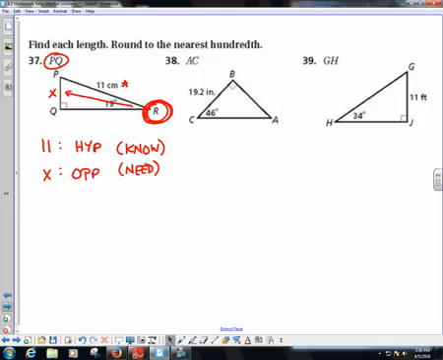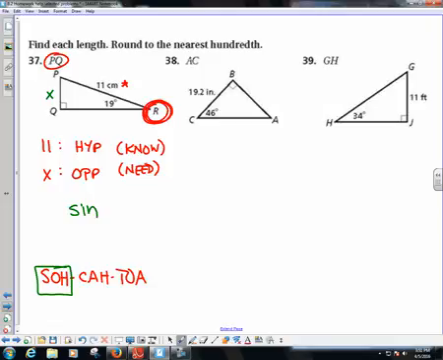So now I have to think about my abbreviations. SOHCAHTOA. And I'm going to think about which one of those uses opposite and hypotenuse. And it's sine that uses opposite over hypotenuse. So I'm going to say that the sine of angle R is what I need. The measure of angle R is 19 degrees, so the sine of 19 degrees equals the opposite over the hypotenuse.